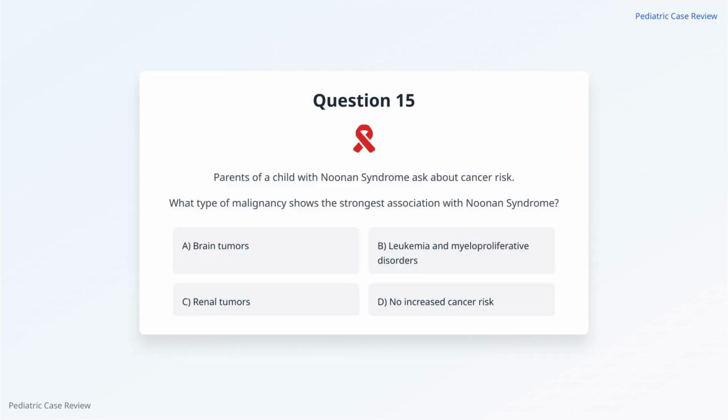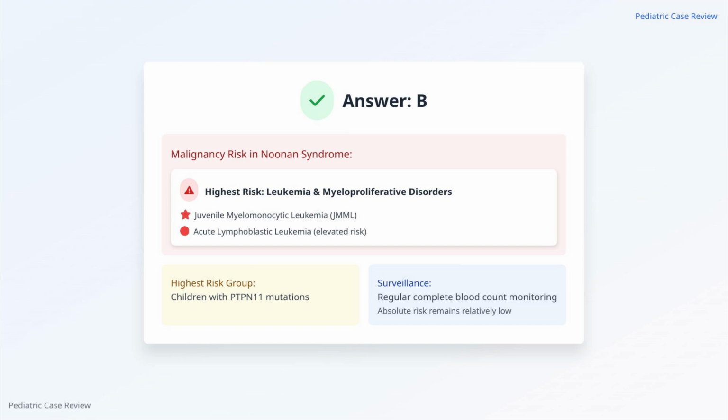Question 15. Parents of a child with Noonan syndrome ask about cancer risk. What type of malignancy shows the strongest association with Noonan syndrome? Option A, brain tumors. Option B, leukemia and myeloproliferative disorders. Option C, renal tumors. Option D, no increased cancer risk. The correct answer is B.